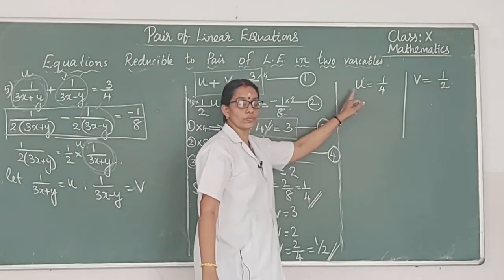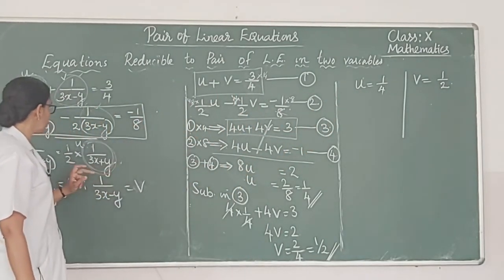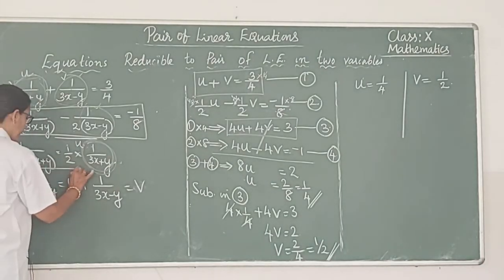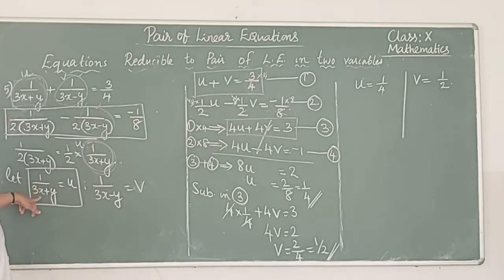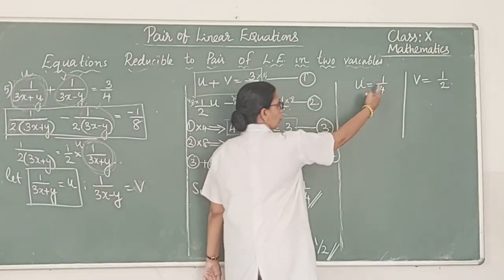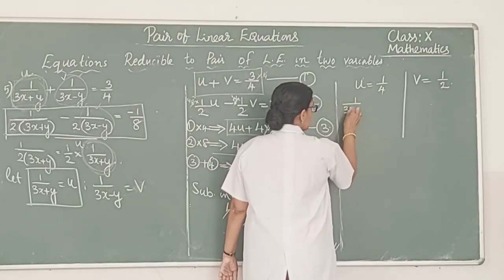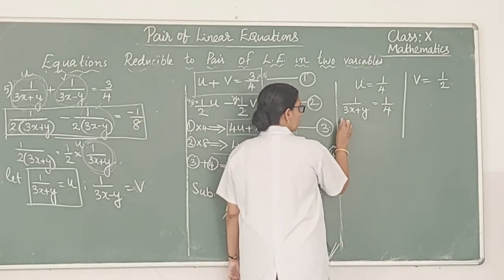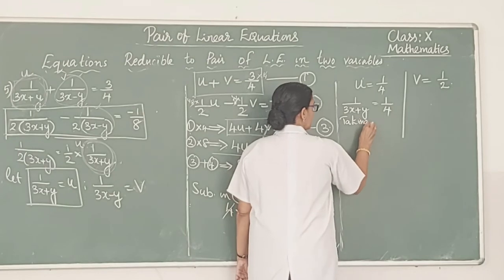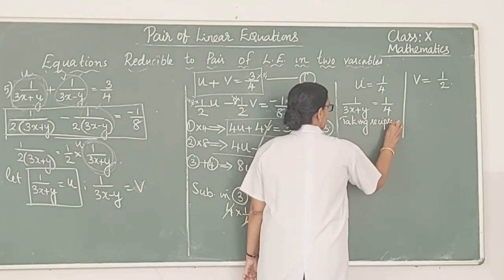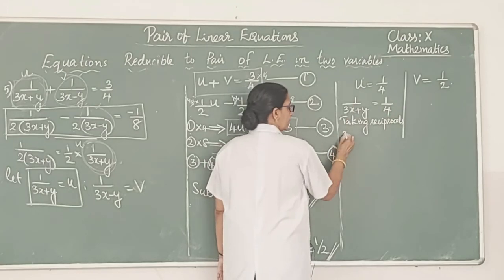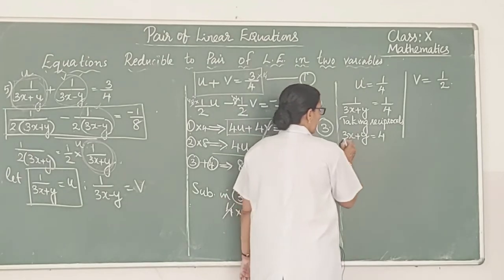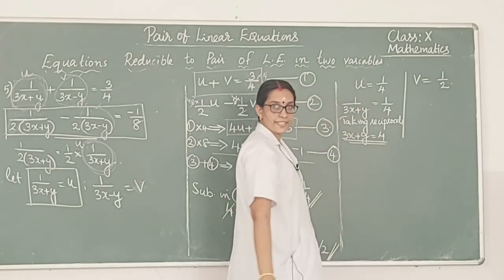Isn't it? What is u? What we have taken as u? U is 1 by 3x plus y. Isn't it? U is 1 by 3x plus y. So u is equal to 1 by 4 means 1 by 3x plus y is equal to 1 by 4. By taking reciprocals, what we are getting? 3x plus y is equal to 4. Okay. So here again we are getting an equation in x and y.